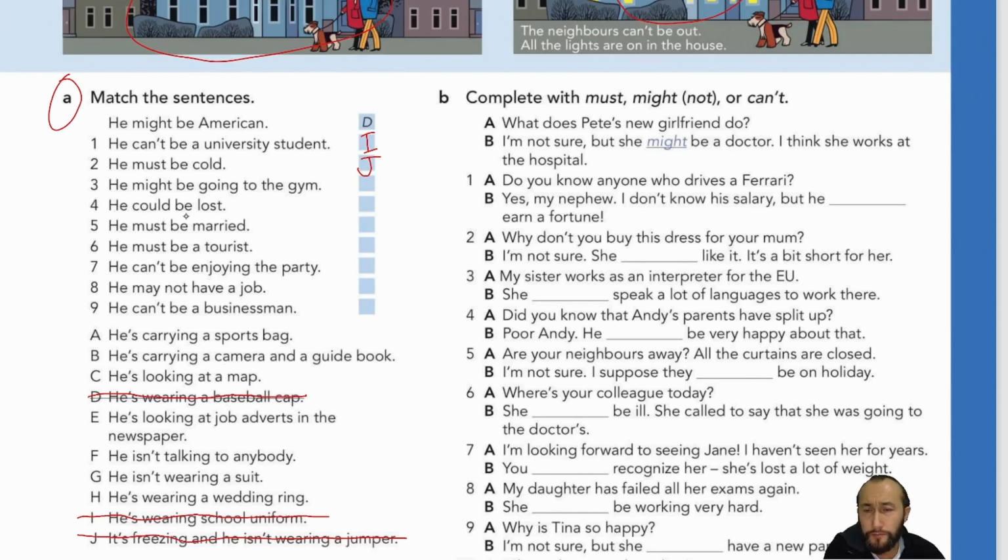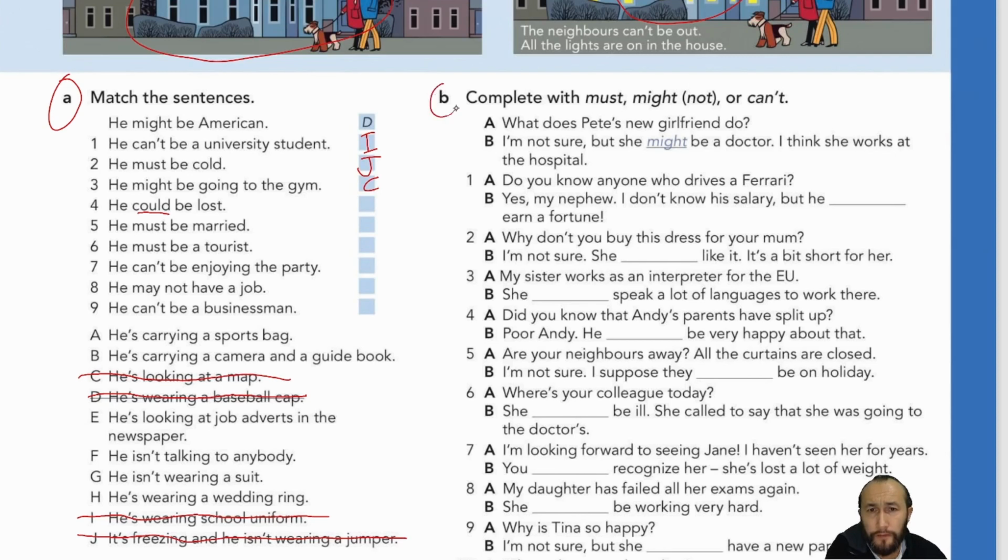Number 4 as well, we can do that. He could be lost. Why can I say he could be lost? Like, I'm not very sure. Could be means I'm not very sure, but 50% certainty. So he is looking at a map. See, he is looking at a map. So according to that evidence, I am guessing or I am deducing that he could be lost.